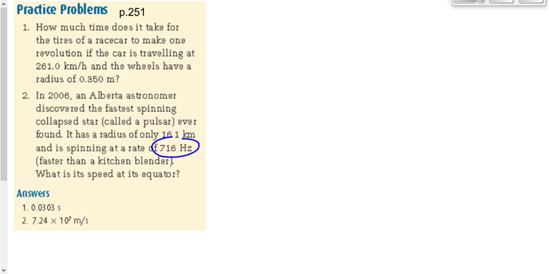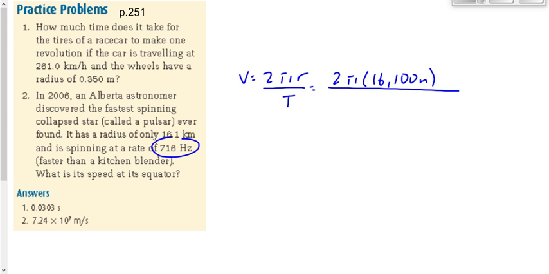All right, so we want to find the speed at its equator. We're going to say v is equal to 2 pi R over T. We've got R, it's 16,100 meters. We got to be in meters, right? And the period, we don't know. This is what I said in the example, right? Sometimes we might need to find the period from the frequency. So let's do that. Let's say T is equal to 1 over f. 1 over 716 gives me a period of what?